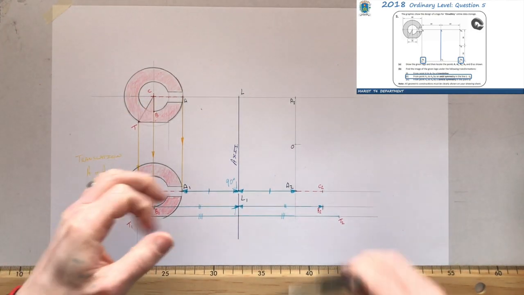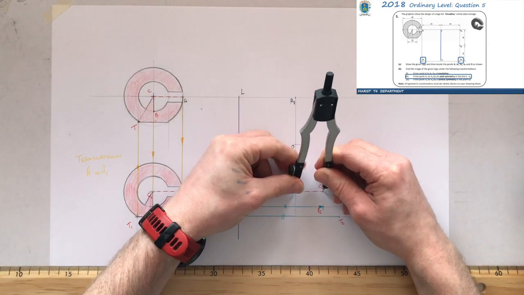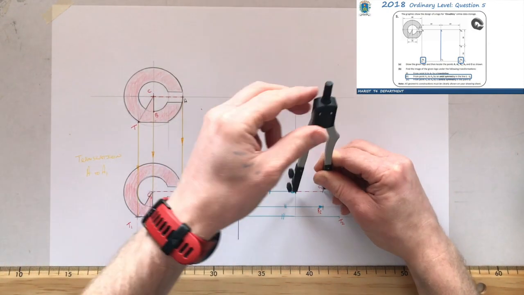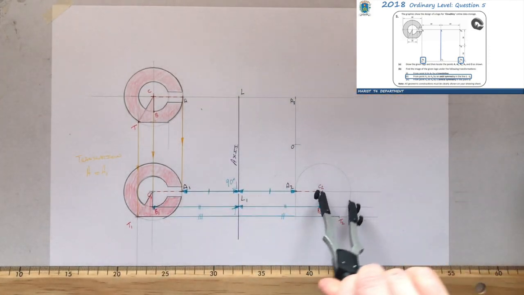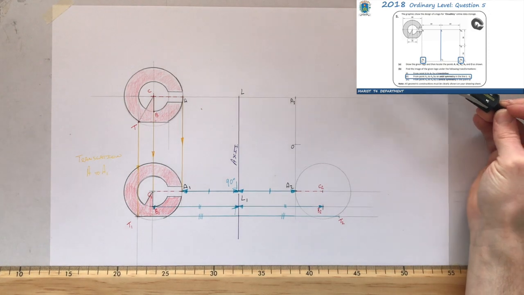How did we draw the logo? Well, we put the point of the compass at point C and opened it up to point A. So I go from C2 to A2, and I draw in my circle all the way around. Okay, a light circle to start with.